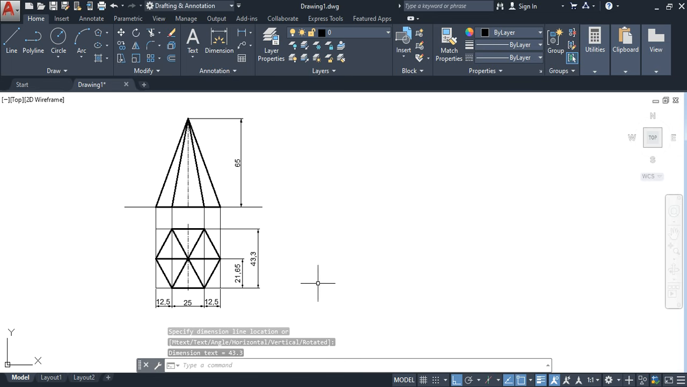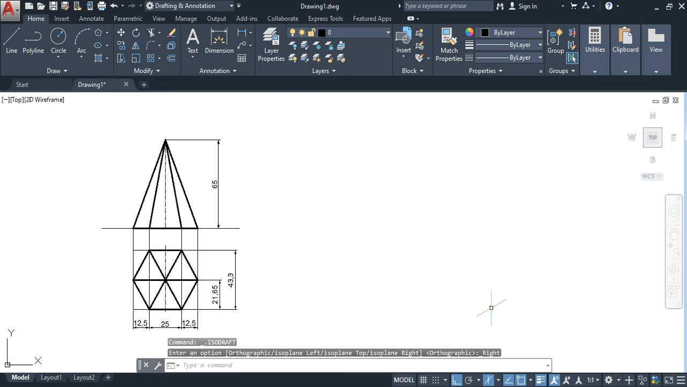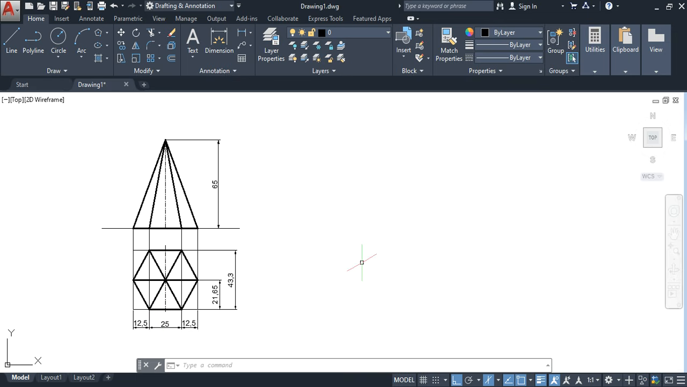So we got distances. According to that, we'll develop the isometric view of the hexagon. For that, first of all we have to draw this hexagon in the isometric top plane. So changing to top plane here, draw a straight line, specify any point, and this should be 50. If you see 12.5, 12.5 and 25, that should be 50.